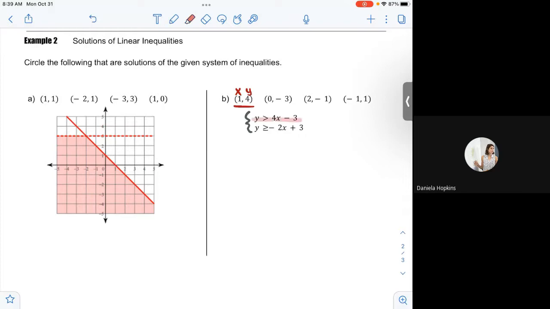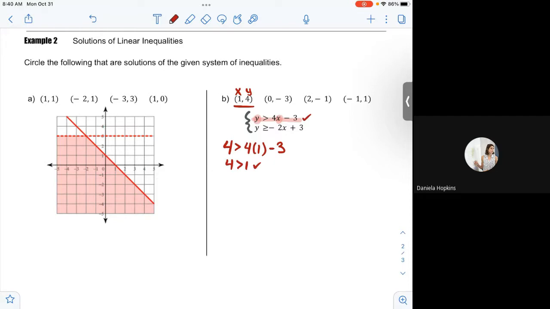I'll plug it into this equation first, plugging in the y and the x. I'm going to color code here, so if you have colors, that might be helpful. So y, which is 4, is greater than 4 times 1, my x value, minus 3. 4 times 1 is just 4, minus 3 would be 4 is greater than 1. Once you have a number, greater than or less than, and another number, you can test it. Is 4 greater than 1? That's true. So it is true for this equation, but we need to test it for the whole system.